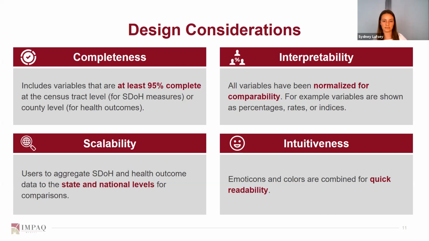And several design considerations that we had was we wanted to make sure that one, the data was complete. And so all the variables within the tool are at least 95% complete at the census tract level for SDOH measures and at the county level for health outcome measures. We also wanted to make sure that the tool is interpretable. So all variables have been normalized for comparability. For example, all the variables are shown as either percentages, rates, or indices.